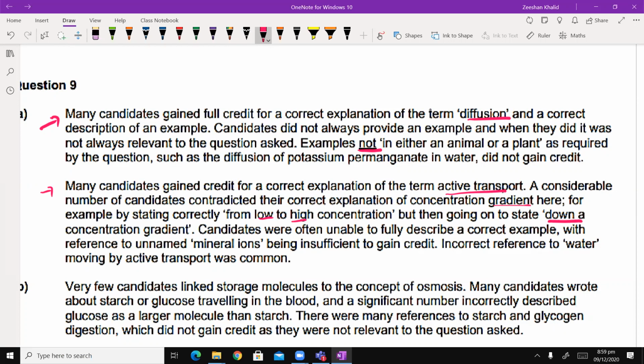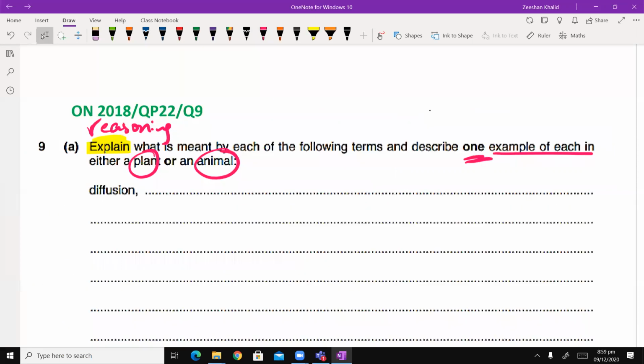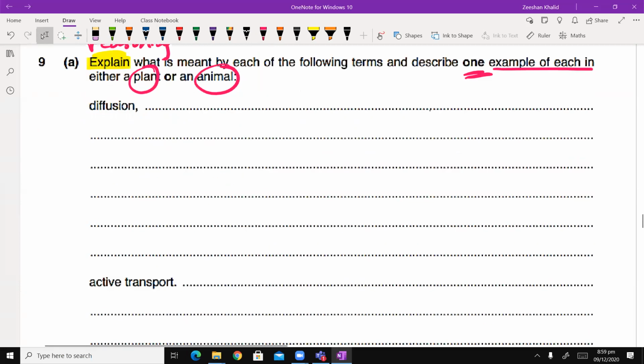Candidates were often unable to fully describe a correct example with reference to unnamed mineral ions. Why did unnamed mineral ions not get the mark? Because what did the question say? One example. So you have to name an example like glucose or amino acid in villi, or nitrate ions in case of plant cells.